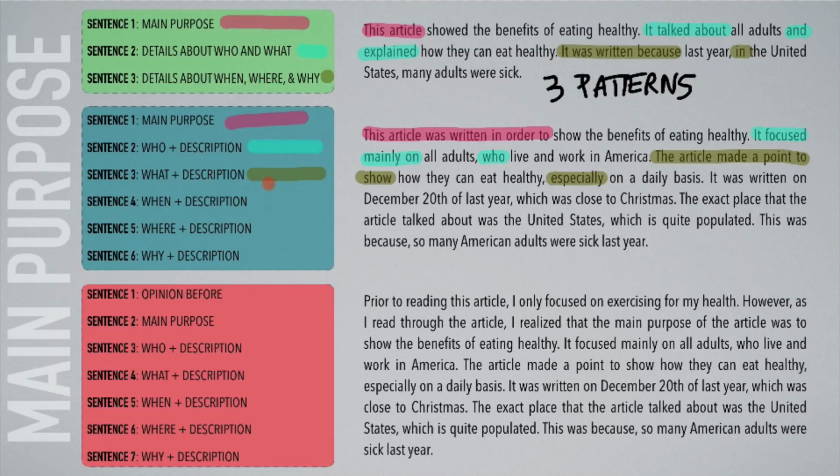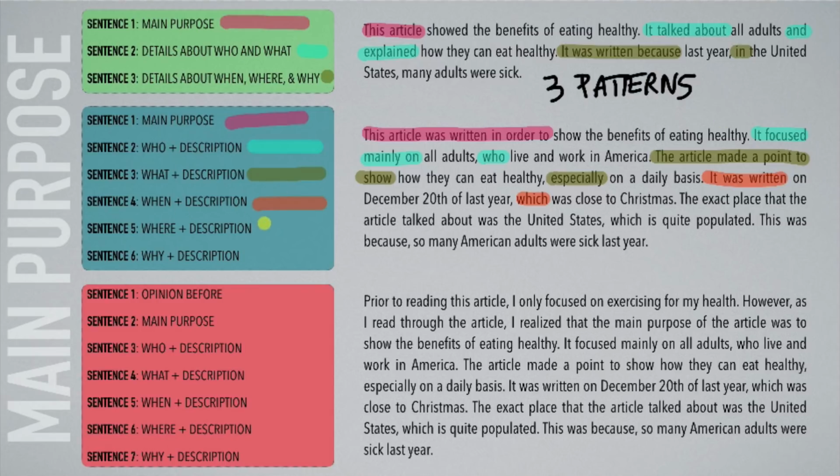All right, let's move on to number 4. Sentence number 4 deals with the when plus the description. So let's read. "It was written on December 20th of last year, which was close to Christmas." So for this one, the pattern is "it was written ... which." All right, let's move on to number 5.